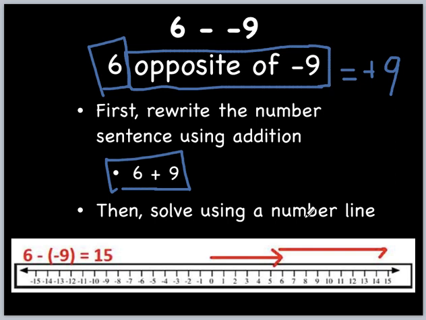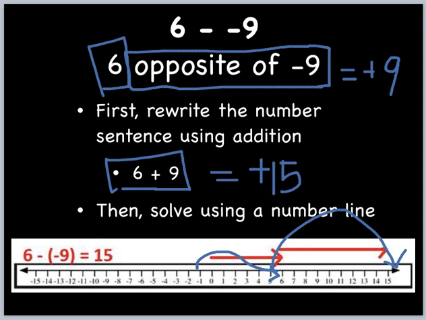Then solve using the number line. So since that is already positive 6, from there to 6, then you add 9 more spaces, so that is positive. So you go to the right 9 more spaces. You should have positive 15 as your answer.